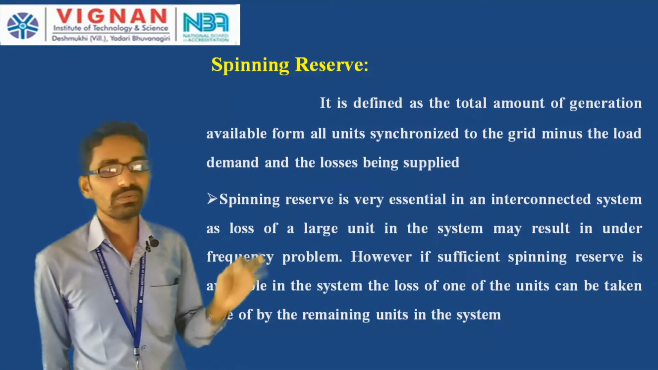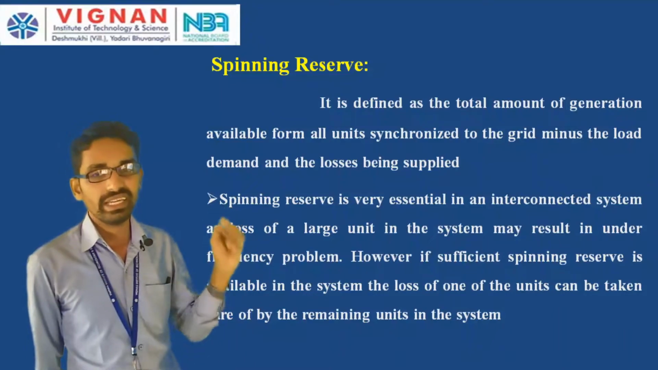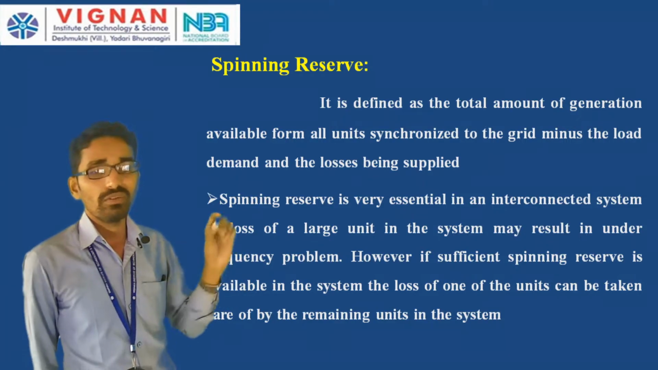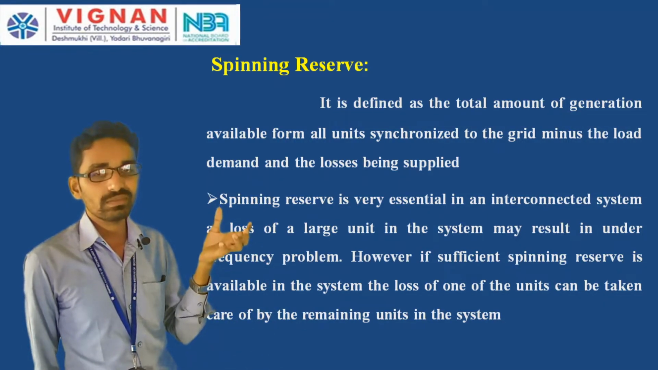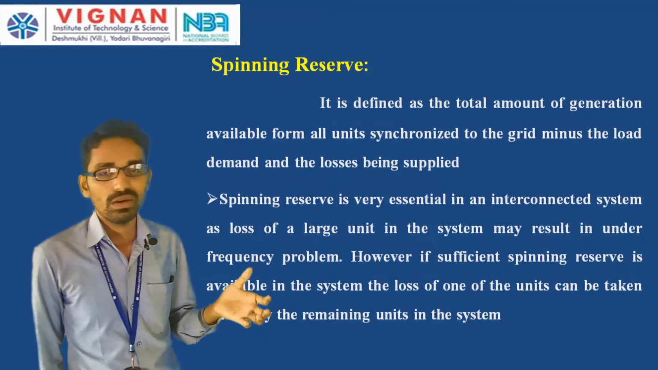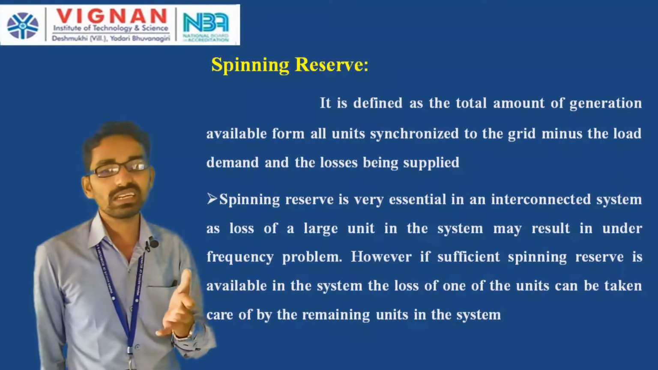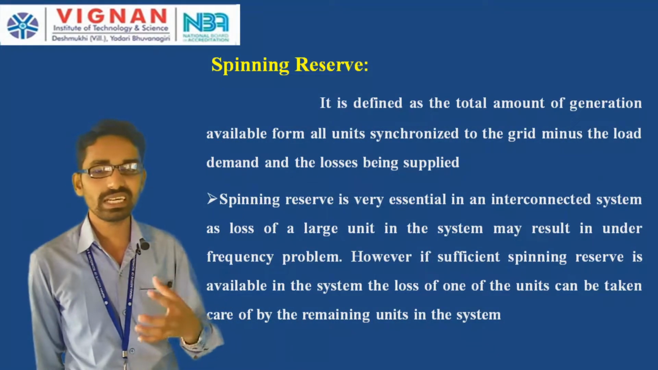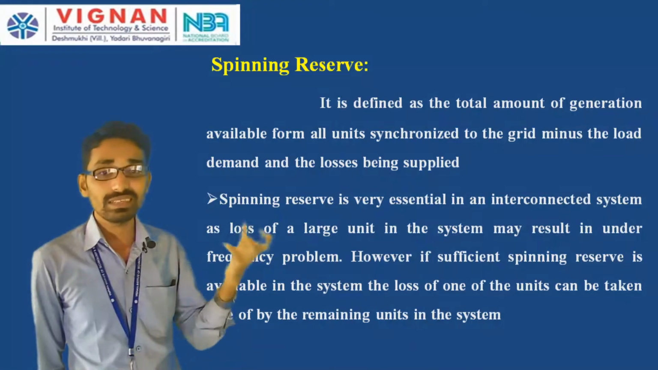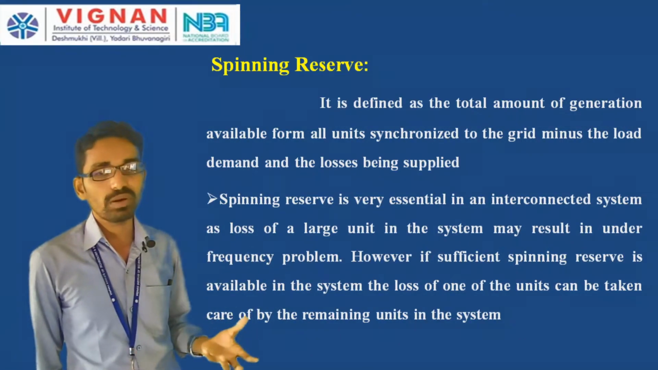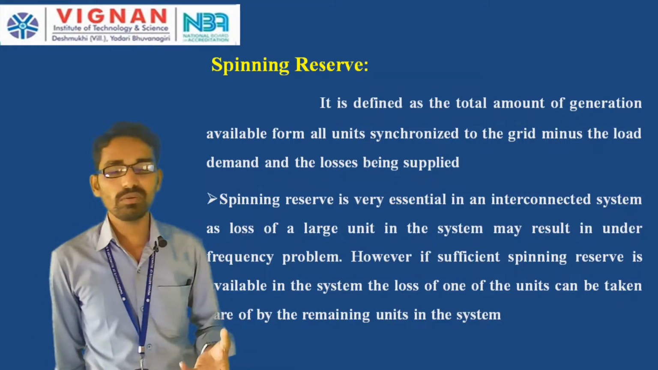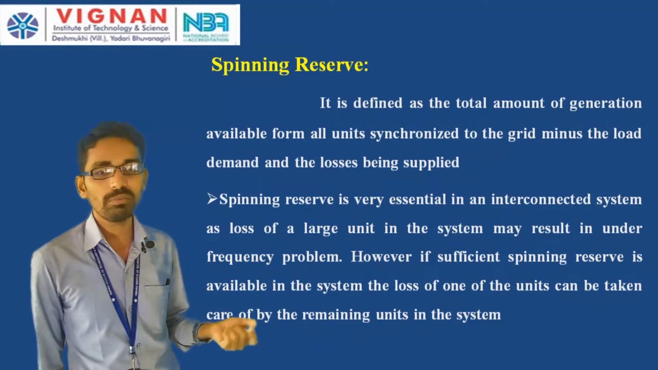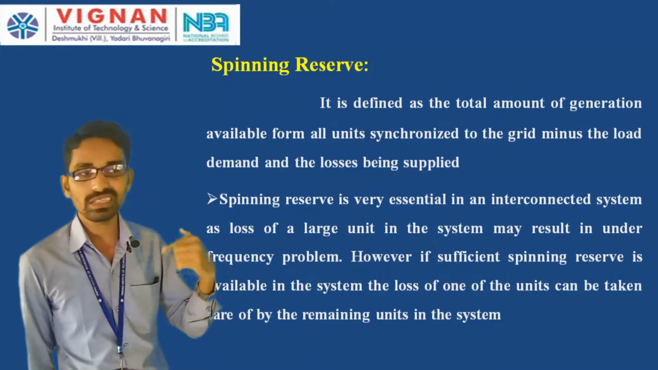The spinning reserve is very essential in an interconnected system, because in an interconnected system we may have some load increase, or any generator may be suddenly disconnected due to overhauling or any problem. If there is any problem in any generator connected to the grid, then there is an under frequency problem. A sudden decrease in power will cause the under frequency problem. If we have the under frequency problem, the grid may collapse.